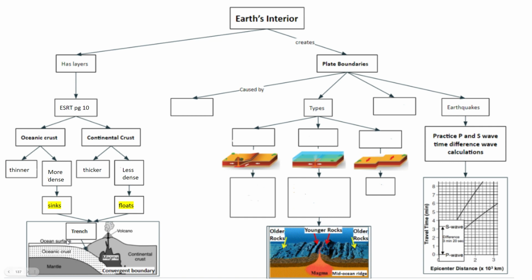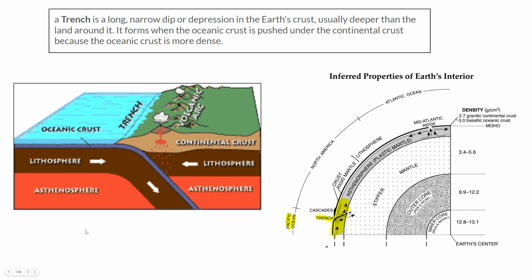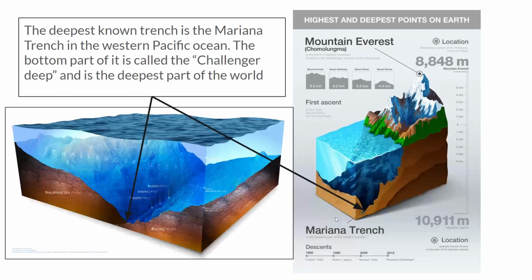Notice that there's something called a trench in this image as well. What is a trench? So, a trench is a long, narrow dip or depression in the Earth's crust, and it's usually deeper than the land around it. And it forms when this oceanic crust subducts or moves underneath the continental crust because it's more dense. You can actually see an example of this in your reference table as well, and you can see a trench can be found in the Pacific Ocean. The trench found in the Pacific Ocean is actually the deepest known trench in the world, and it's called the Mariana Trench, and you can see that right here and right here.